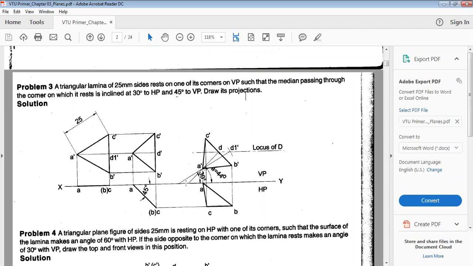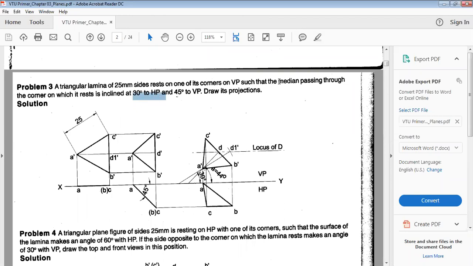So here, if the lamina is resting on VP, the procedure remains the same, but we call that alpha. So what we'll do first, I'll draw a 45 degree line with respect to VP, then I'll get the foreshortened length. If you compare A dash to D1 dash, A dash to D dash is foreshortened. Since this median is making an inclination, the problem comes under the alpha problem. So here again, I'll take 30 degrees to HP.